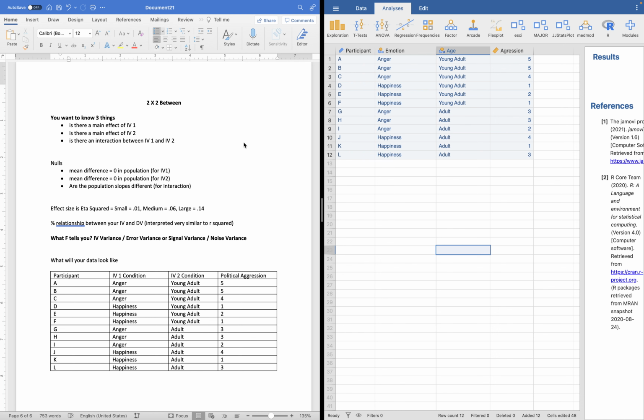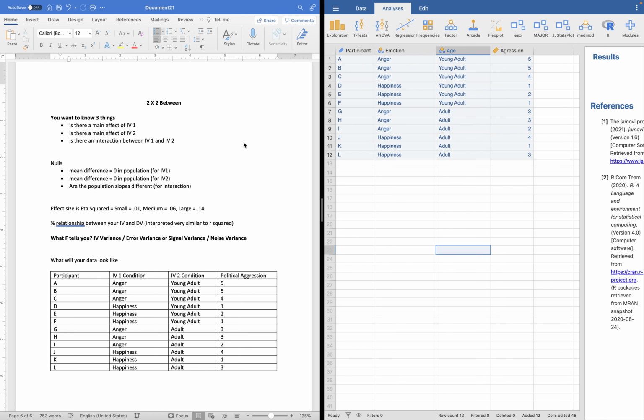Your null hypothesis for the interaction is that the population slopes are the same. We talked about that in class. I'm not going to get into it in this video. I don't want this video to take too long. We still have our effect size and a 95% confidence interval. Or I'm sorry, it is eta squared, and it means the same thing.